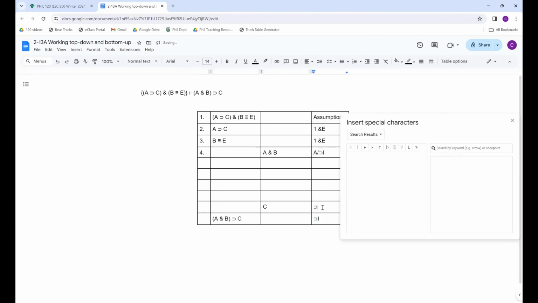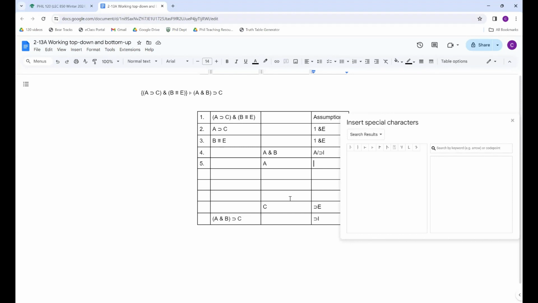So let's write in conditional elimination. Let's copy this horseshoe here. We'll put in conditional elimination as the rule that we're going to use to get C. And then the line that we're going to need to get it is going to be A. Because we know that since we've got this, if we have A, then we'll be able to get C by conditional elimination. So now the question is, how do we get A? And here, the answer to that should actually be pretty clear, right? We can get A by conjunction elimination from line 4.